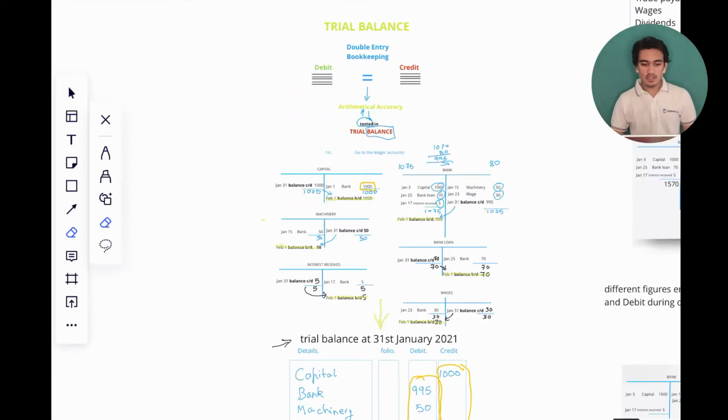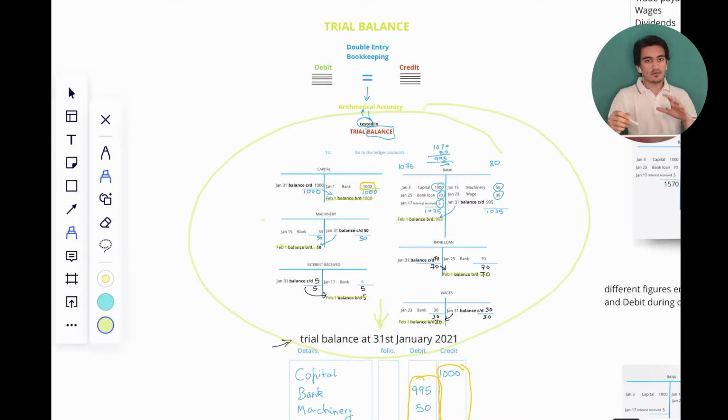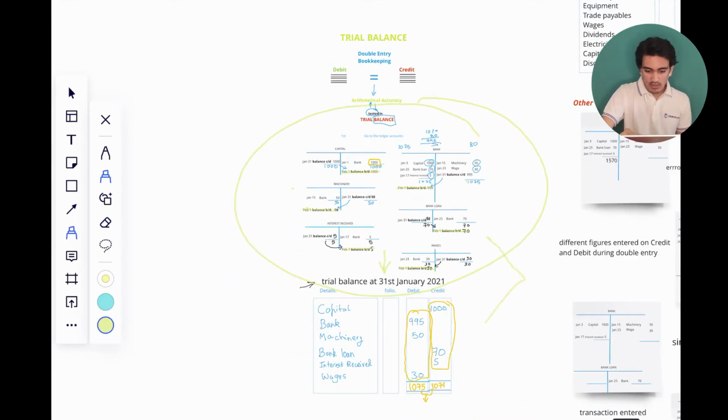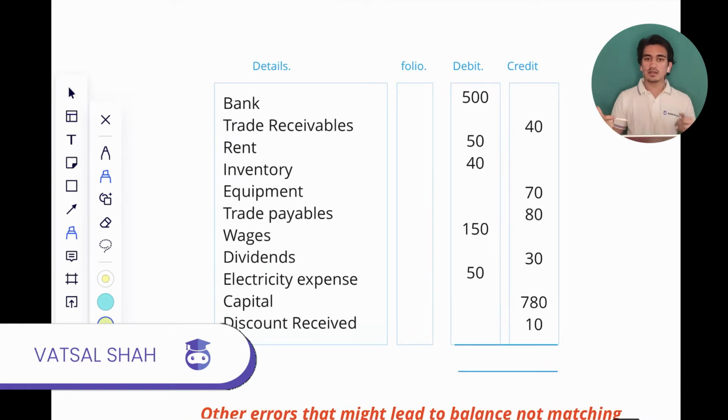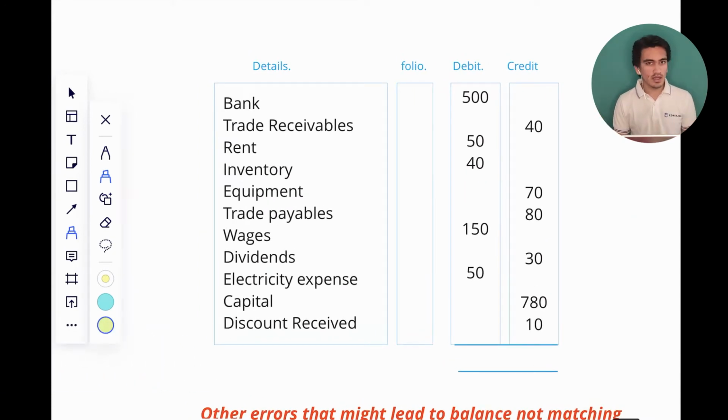In our previous video, we saw that we were given different ledger accounts. We calculated the balances and then we created a trial balance. Though this might not always be the case. Sometimes we might be given a trial balance directly, but it might have errors. Thus we need to know how to correct the errors. So in this video and the next one, we'll be seeing how to correct errors in our trial balance and how to avoid them.